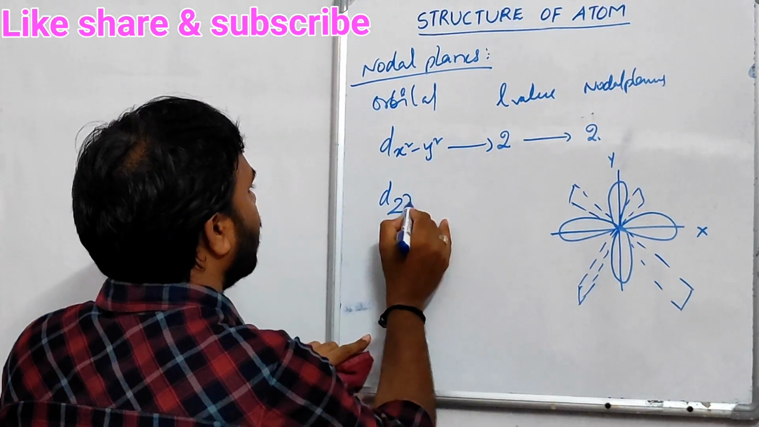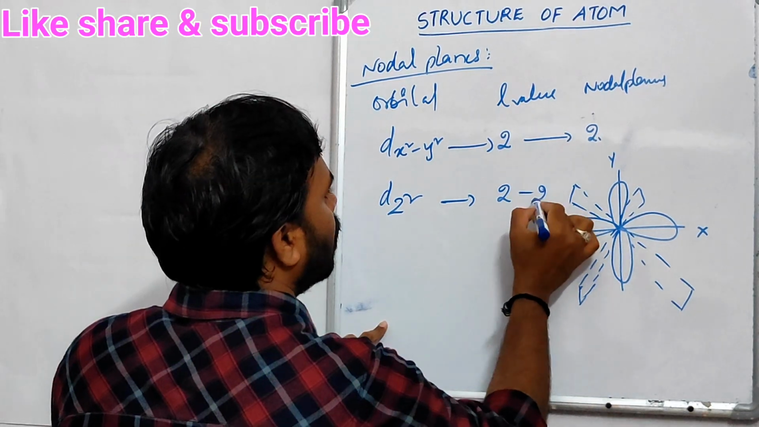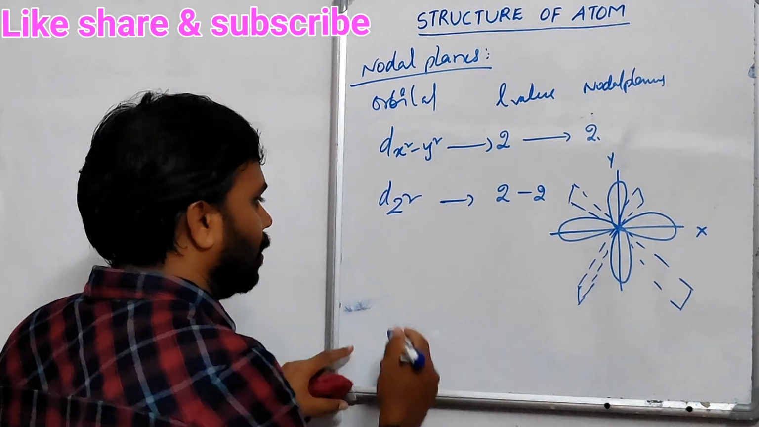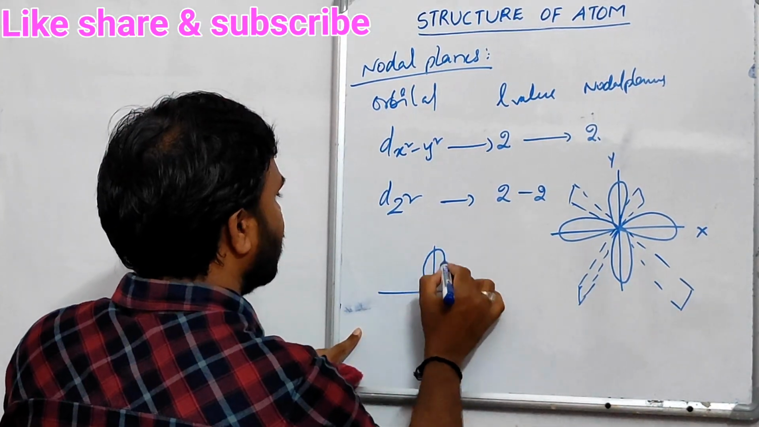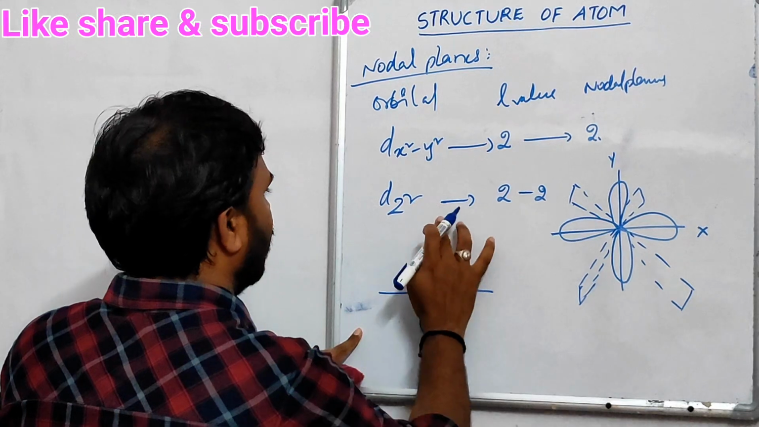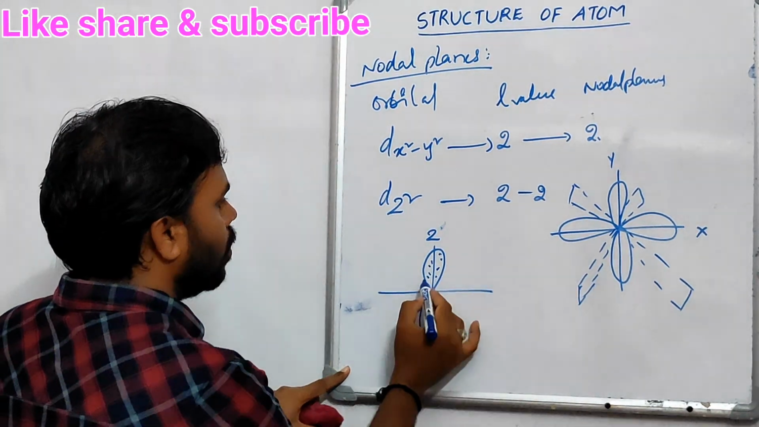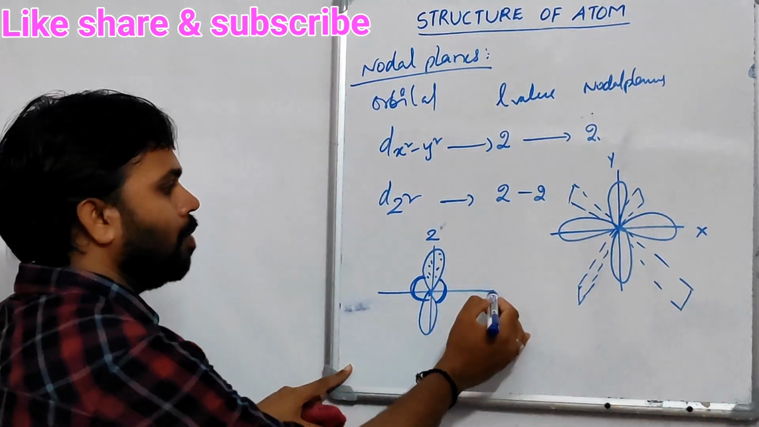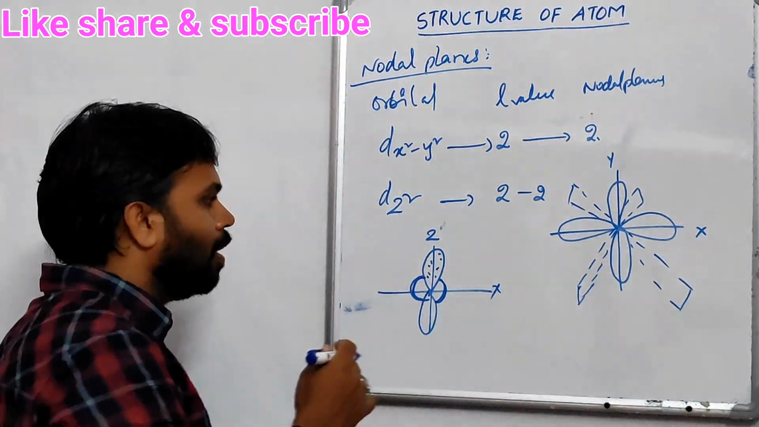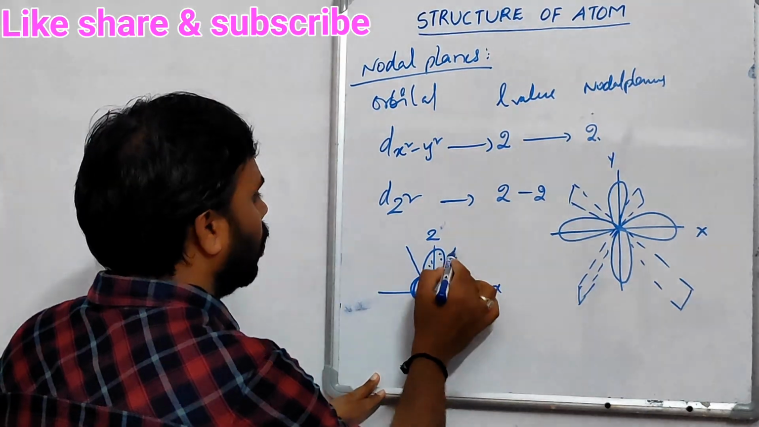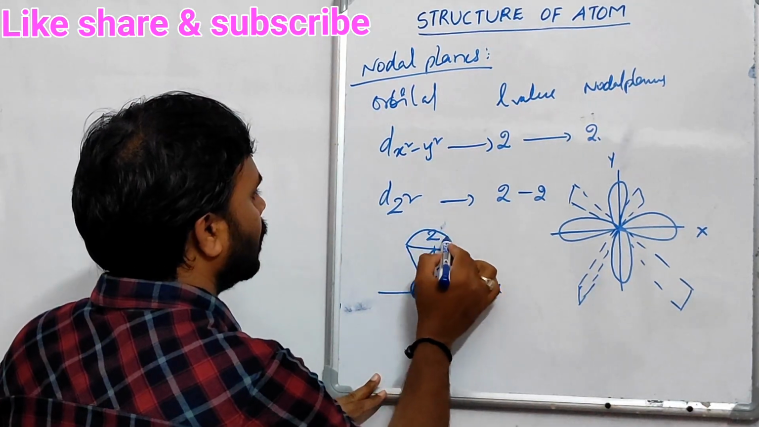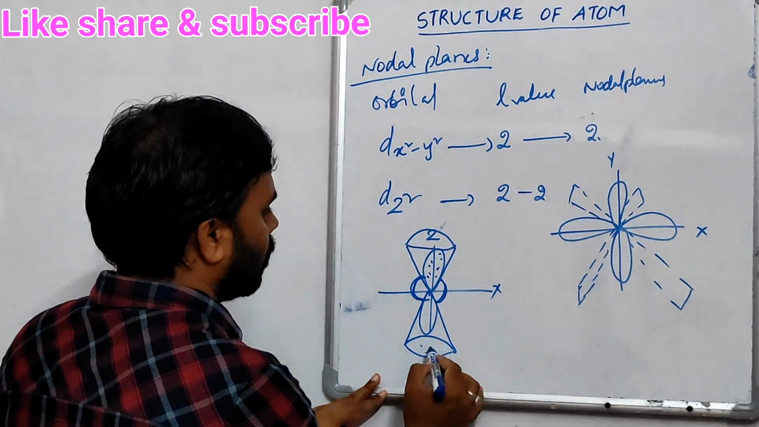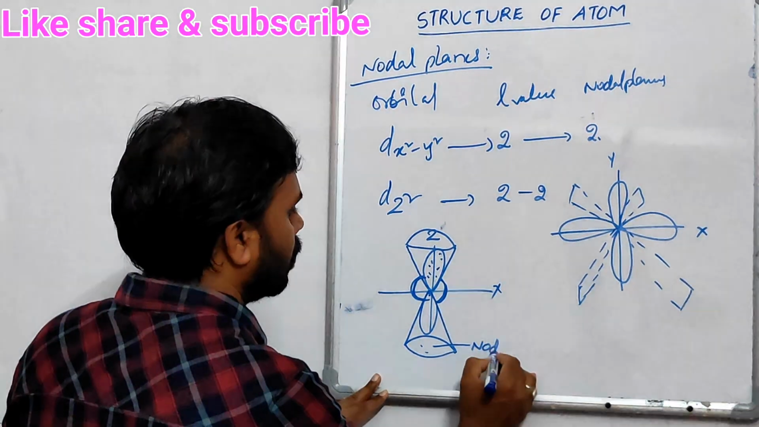For the dz square orbital, the L value is 2, so it would have two nodal planes. But in the dz square orbital, there is no nodal plane present. Let's see. This is the dz square orbital. In this, one ring-like structure is there. This is also electron density. For this, there is no nodal plane present in this dz square orbital. But in the case of dz square orbitals, two nodal surfaces are there. These are also called conical surfaces. In these, the probability of finding an electron is 0.